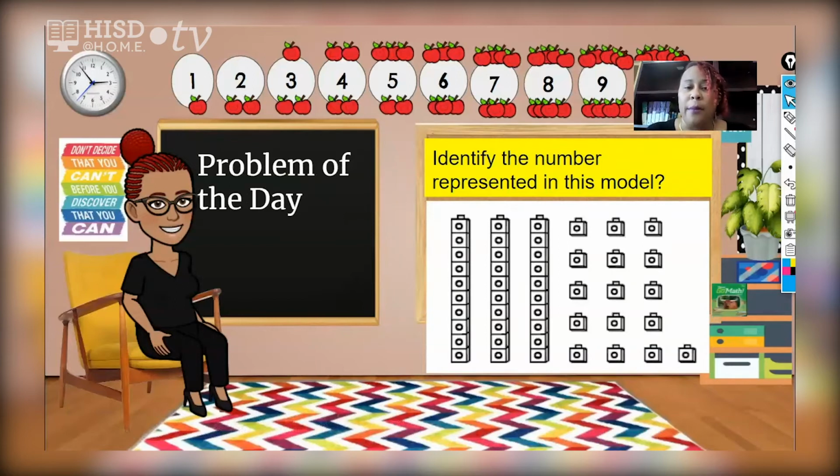Let's take a look at our problem of the day. In our problem of the day, I want you to identify the number represented in this model. Think about that number talk we did. We know there is more than one way to find the answer. What number do you see in this model? Take a few moments to find your answer and then write it on your paper.